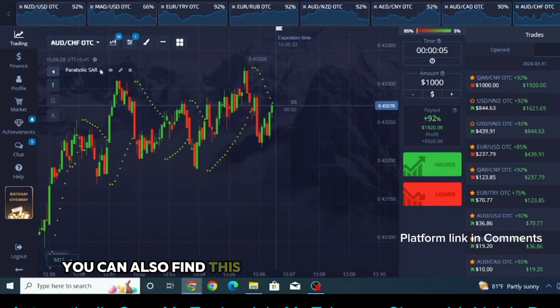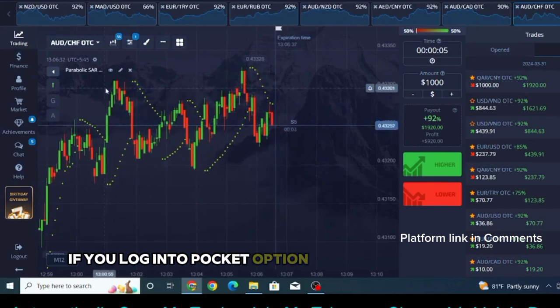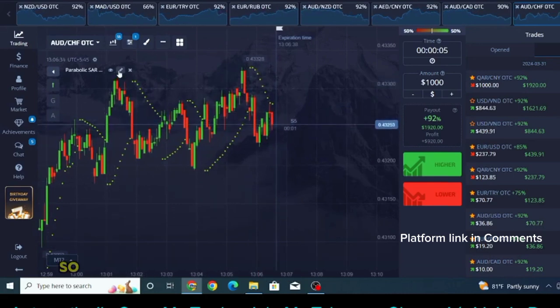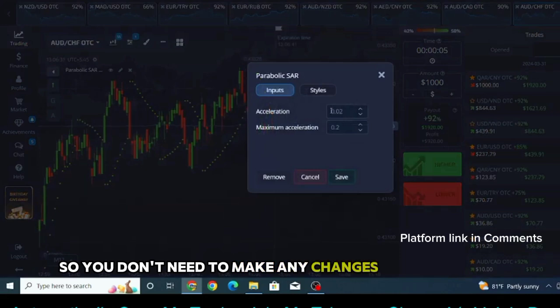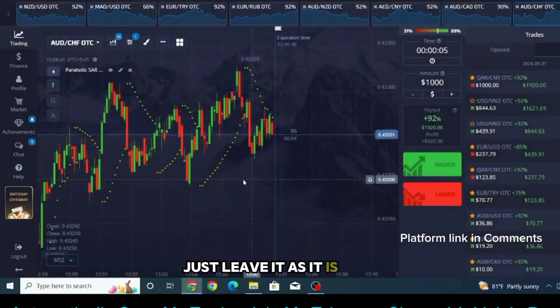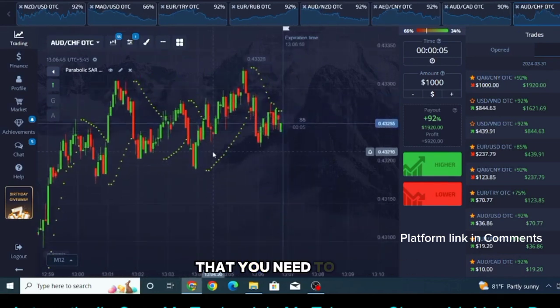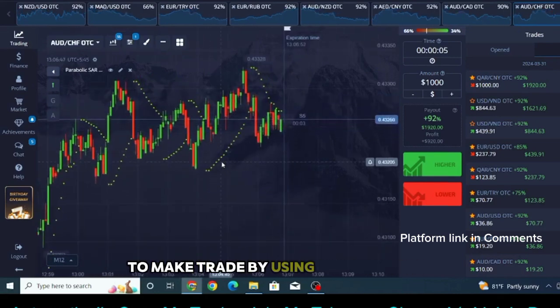You can also find this indicator on your mobile phone if you log into Pocket Option on your mobile phone. You don't need to make any changes to the settings. It is fine in the default, just leave it as it is. Now let me show you the exact strategy that you need to use to make trades with this indicator.